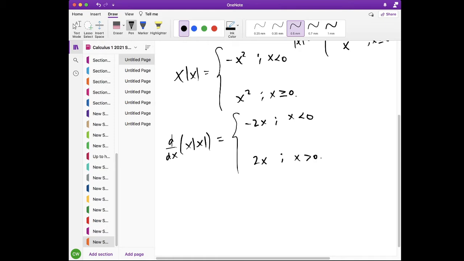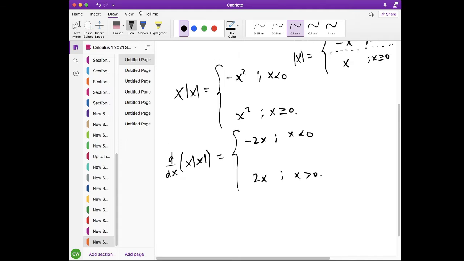Now, why don't I include equals to 0? What's going on at 0 that I might have to worry about?